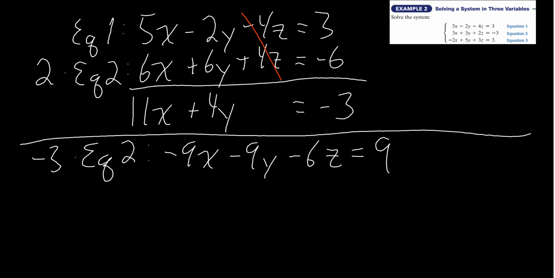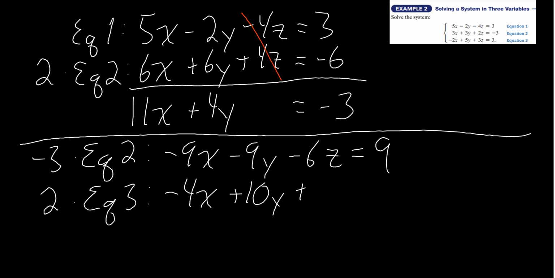Okay, so that is -3 times equation 2, and if I want to get rid of the z between these equations, I need to multiply this third equation by 2 to get a +6z, so I can cancel out the z's. So 2 times equation 3, well, that's going to be -4x plus 10y plus 6z, and that's going to be equal to 6. And then I'm going to add them together.